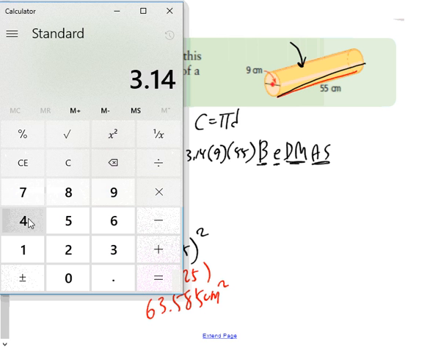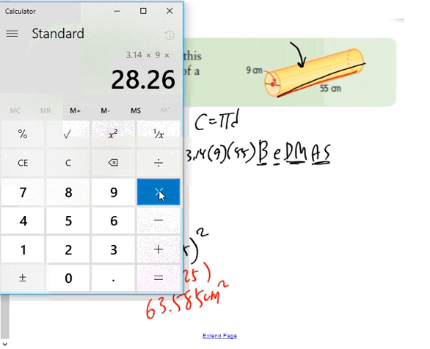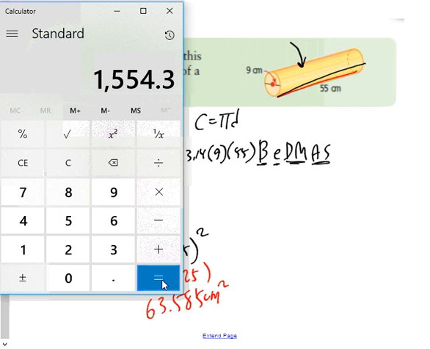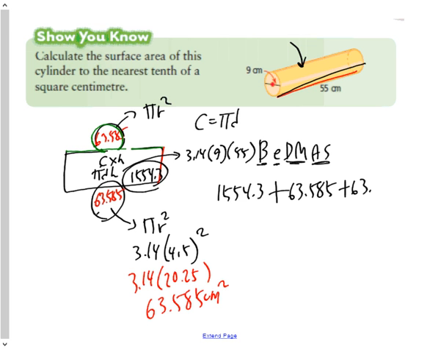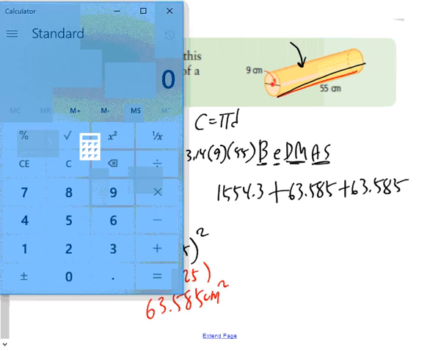3.14 multiplied by the diameter, which is 9, multiplied by the height of the cylinder, which is 55, and the answer is 1,554.3. Okay? So now we have the areas of all three faces, the rectangle and the two circles. So 1554.3 plus 63.585 plus 63.585 will be the total surface area of the entire cylinder.